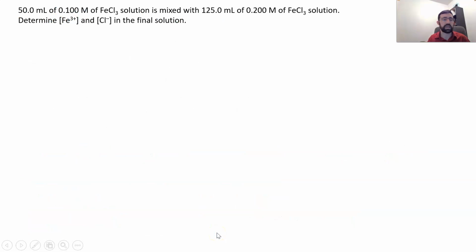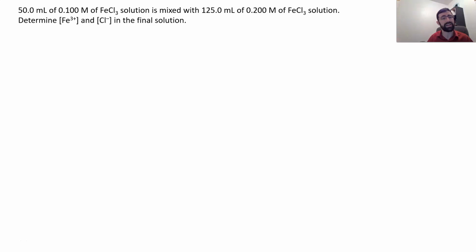Moving on to another example problem, kind of similar. We have 50 milliliters of 0.1 molar iron 3 chloride solution, mixed with 125 milliliters of 0.200 molar iron 3 chloride solution. Okay, this one's actually a little bit more involved. We want to determine the concentration of iron ions and the concentration of chloride ions in the final solution.